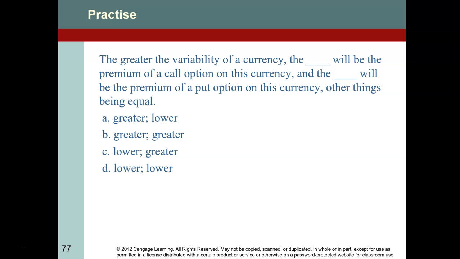The greater the variability of a currency, the greater will be the premium of a call option on this currency, and the greater will be the premium of a put option on this currency. So for call and put, they both want higher variability, sigma, and also higher T, length of time. For the first factor, S minus X, call and put have different preferences, but for the second and third factors, T and sigma, they both want longer time and higher volatility.